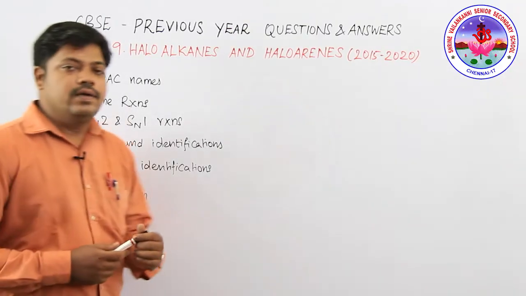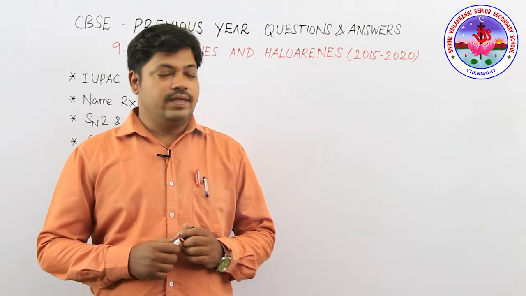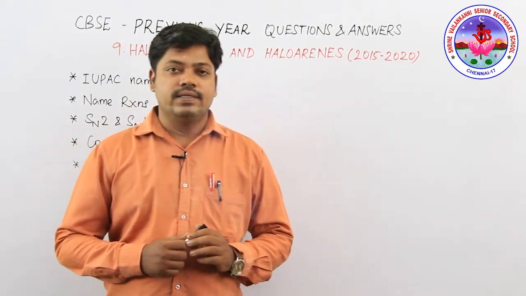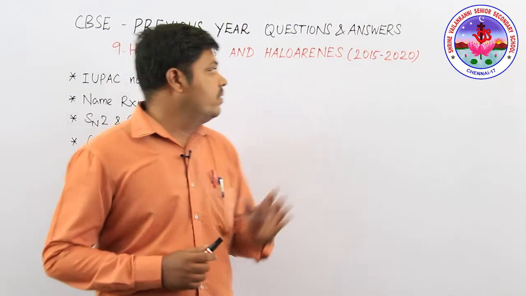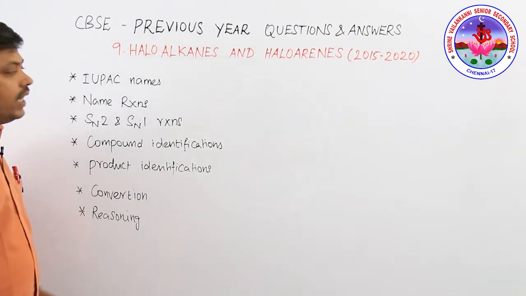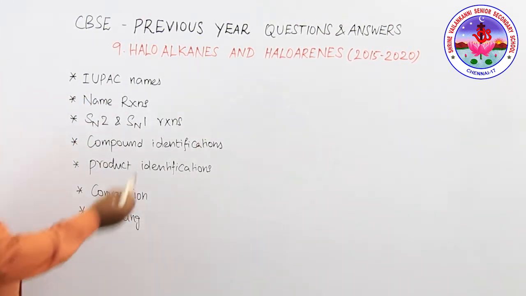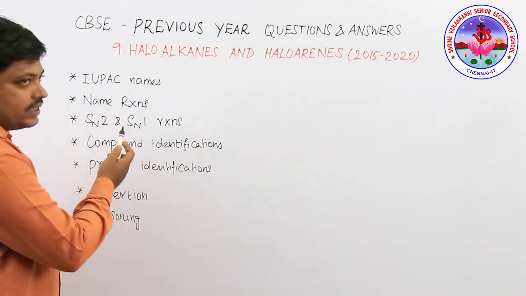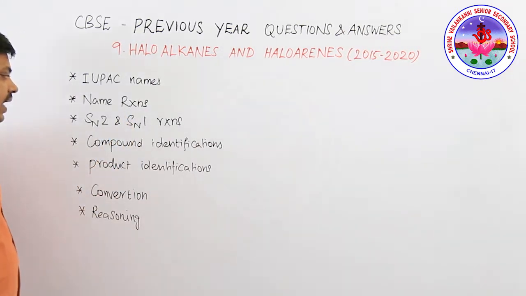Hello students, today I am going to take organic chemistry. The lesson name is haloalkanes and haloarenes. This is solving of the previous year question paper. In this lesson, you have to concentrate on these topics. First, the IUPAC names, then the naming reactions, like the Sandmeyer reaction, Wurtz reaction, like that. That is called a naming reaction.